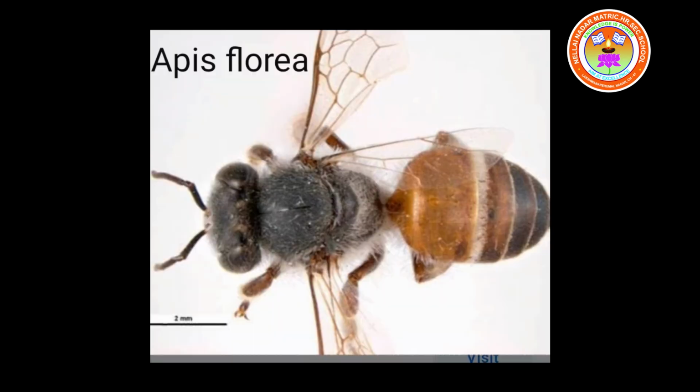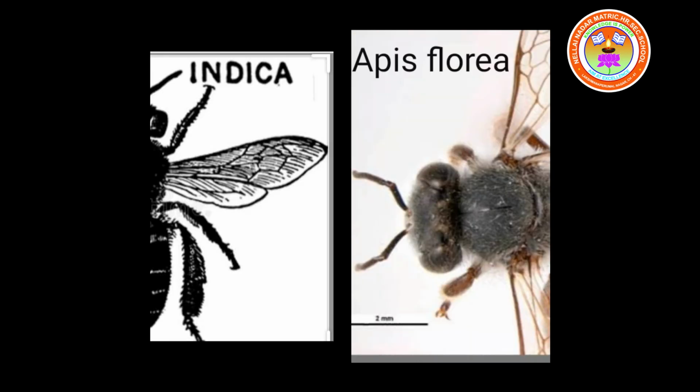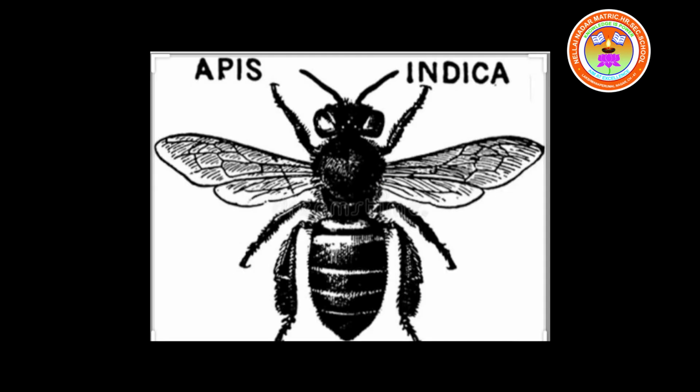Next, Apis florea, commonly known as little bee. Next, Apis indica, it is commonly known as Indian bee. So indigenous variety, it's nothing but the local varieties. Apis dorsata, Apis florea, Apis indica, all are some of the examples for indigenous varieties of honey bee.